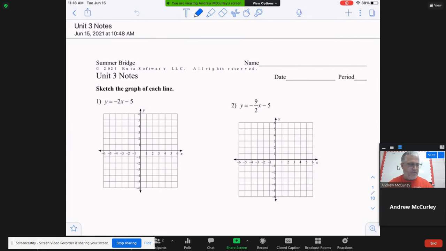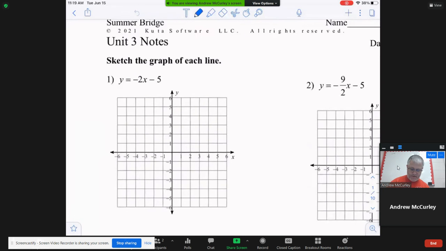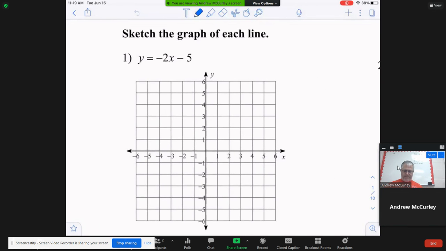All right, I'm going to do the unit three notes. Unit three is pretty quick. It just talks about graphing, just graphing these linear equations. We're going to use that a little bit more later on, of course, so it's a good thing to get to do. I'll just give you some examples, and we'll head after it.